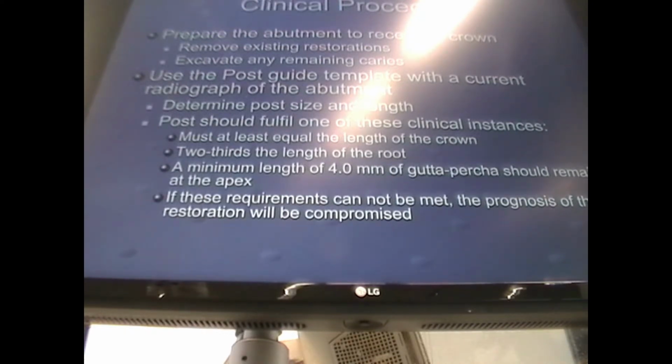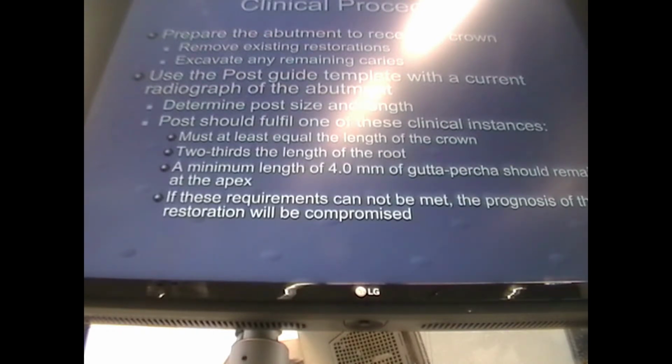But at the school, they don't allow you to just prep an old restored tooth because a lot of times there's something hiding under the old material. It could be an old base. The way they taught us in school to do a cement base under amalgam buildups. So we want you to take all the material out, remove any caries. Right. Use the post guide template with a current radiograph of the abutment. You want to try to determine how long your root is. You want to determine how long the root canal is, because you're going to use this information when you prepare the root canal system to receive a post.